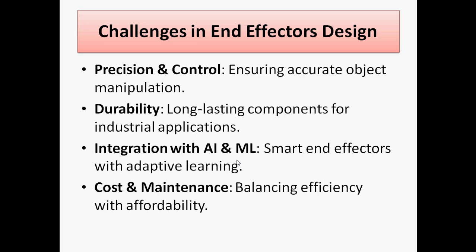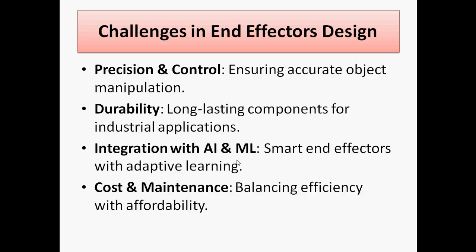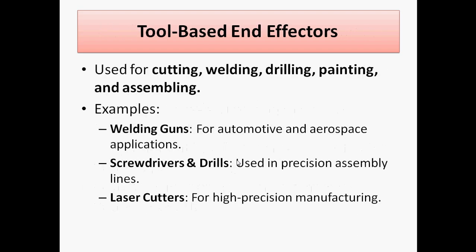So many factors and things are considered in end effector strategies. The next is tool-based end effectors, used for cutting, welding, drilling, painting, and assembly. Examples are laser cutters, screwdrivers, and welding guns. These are main applications in the automotive and aerospace industries. Also, we have high precision manufacturing areas where we use tool-based end effectors.